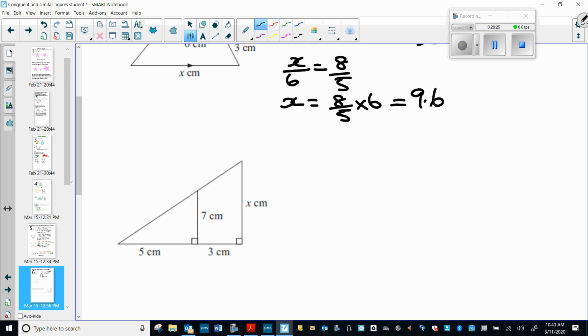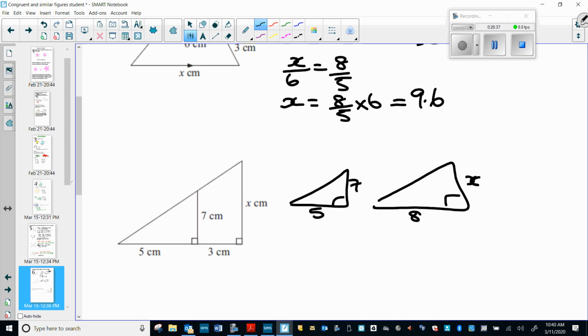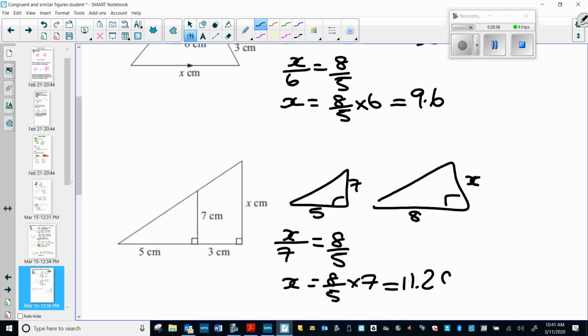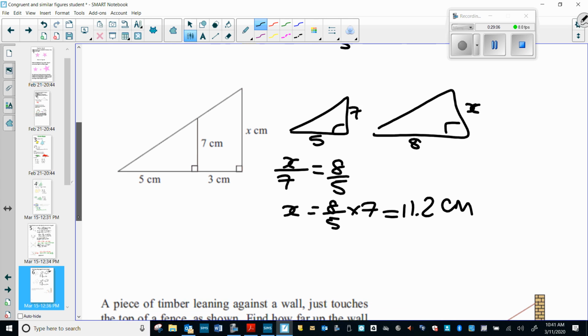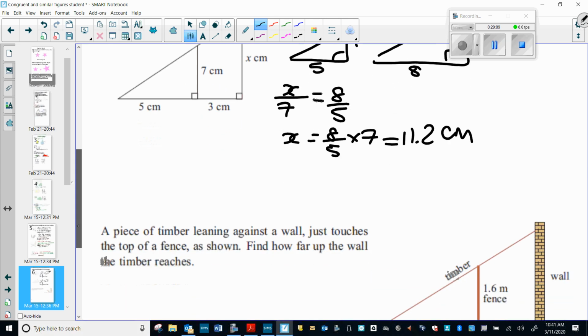And again, I'm going to draw my 2 triangles. So Jersey, what statement will I make here? So x is 8 over 5 multiplied by 7, which is 11. Again.